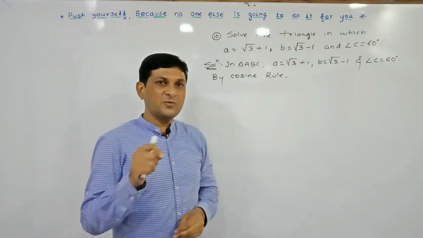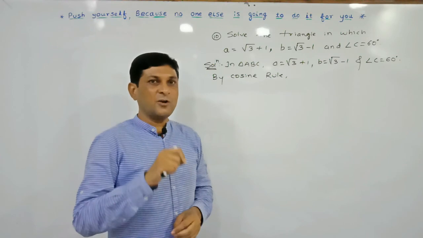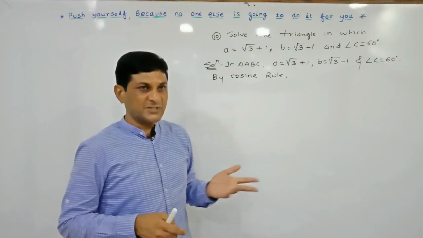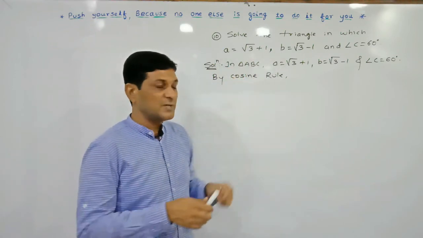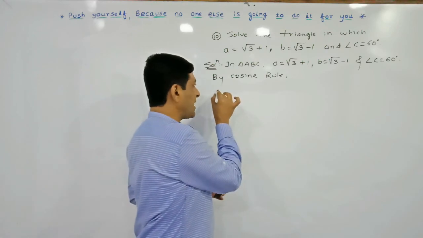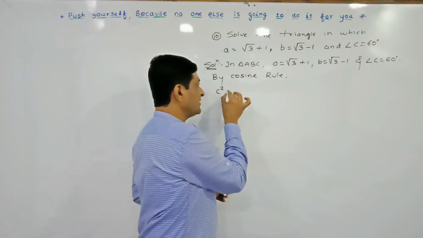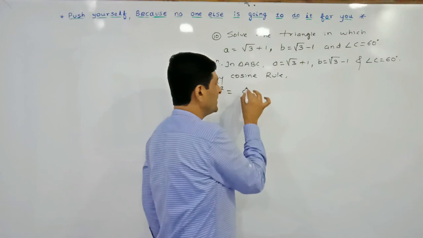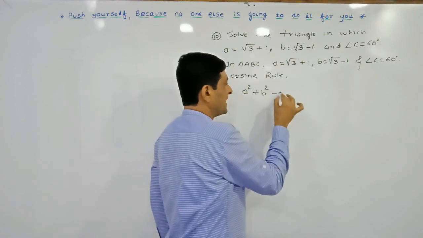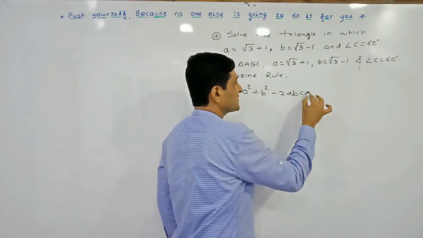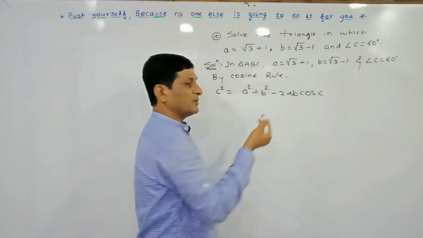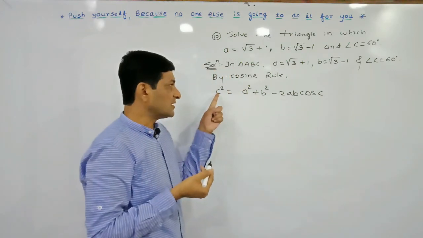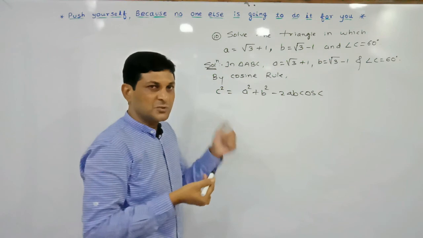So we are able to find out the third side of the triangle, which we are denoting by c. Two sides a and b are given to us, so the third side can be found by applying the cosine rule. By the cosine rule, c square will be equal to a square plus b square minus 2ab cos C. Applying this formula we are able to find out the value of c.